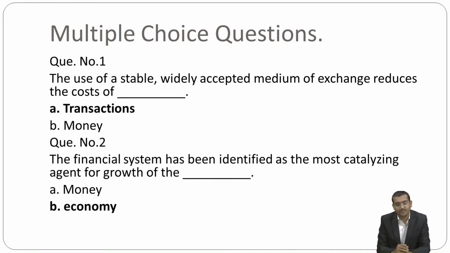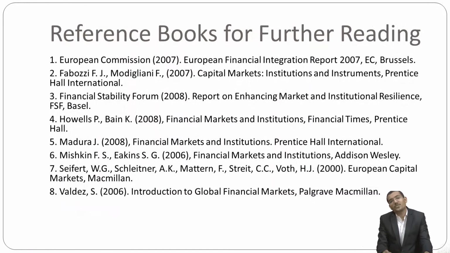That is transaction. The second MCQ is: the financial system has been identified as the most catalyzing agent of the growth of what? Money or economy? The answer is economy. And after this multiple choice question, if you want to read something else, then you may refer to books for further reading. Hope you learned well about the financial market, that you understand well what the financial market does and what important role the financial market plays in economic growth in a financial system.